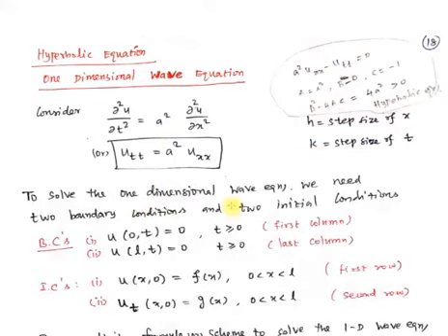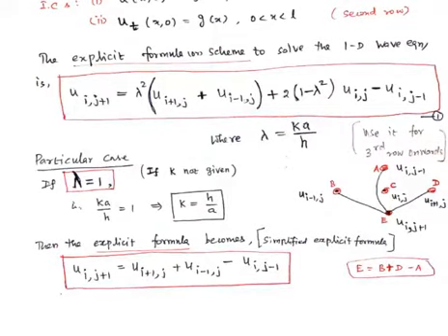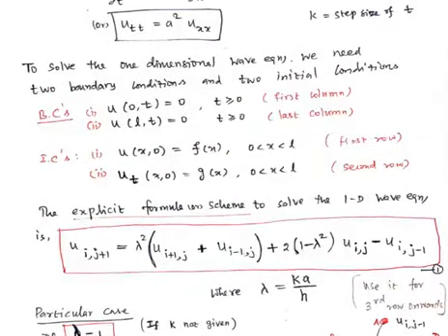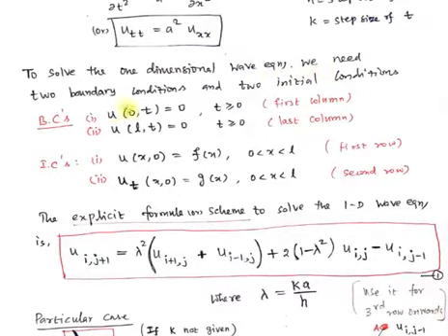To solve the one-dimensional wave equation, we need two boundary conditions and also two initial conditions. The boundary conditions are for the first column and the last column. The first column is given by u(0, t) = 0, and the last column is given by u(L, t) = 0.